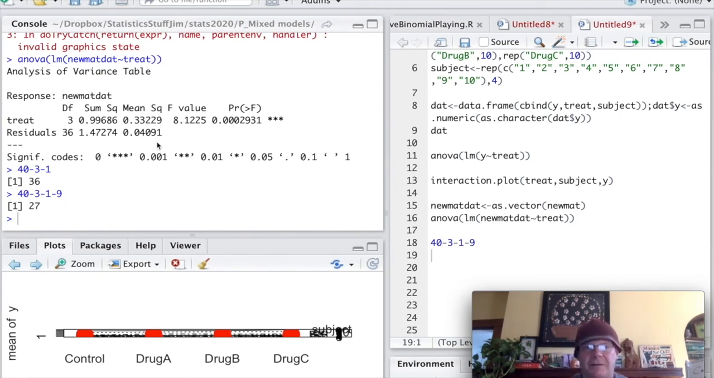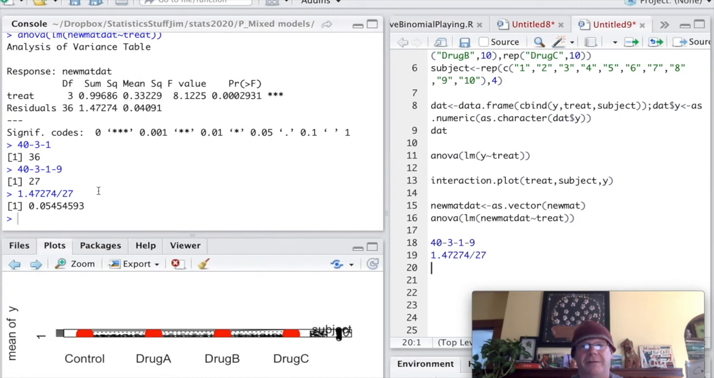Okay, so in principle now, that should be our correct degrees of freedom, which means that if we wanted to calculate the correct mean squared for the residuals, we would take the sums of squares associated with the residuals, but now we're going to divide it by 27. Okay, so that is what our appropriate mean squared should be for the residual term.